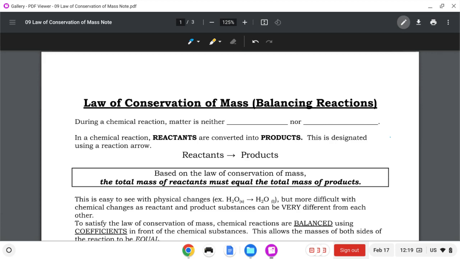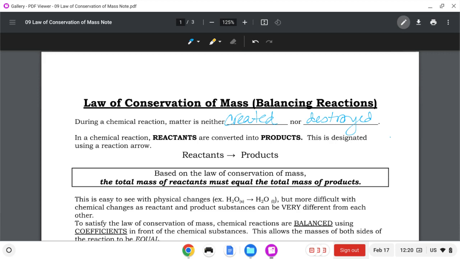You'll notice that the title of this note is actually Law of Conservation of Mass. That is because in order to balance any chemical reaction, you have to follow the law of conservation of mass. When we talk about the law, we have to understand that during a chemical reaction, matter is neither created nor destroyed. You cannot make more matter. You cannot destroy it and have it just go into oblivion.